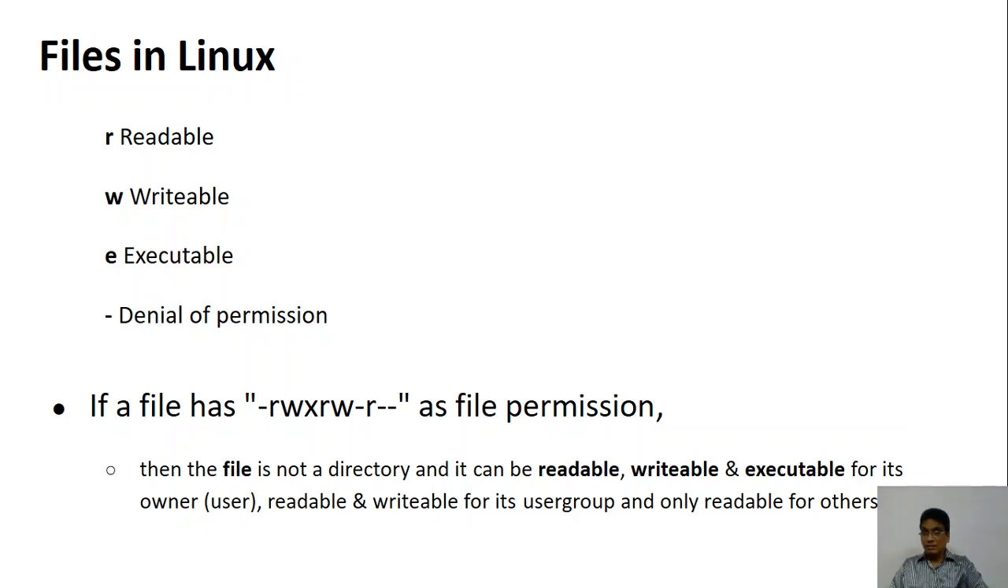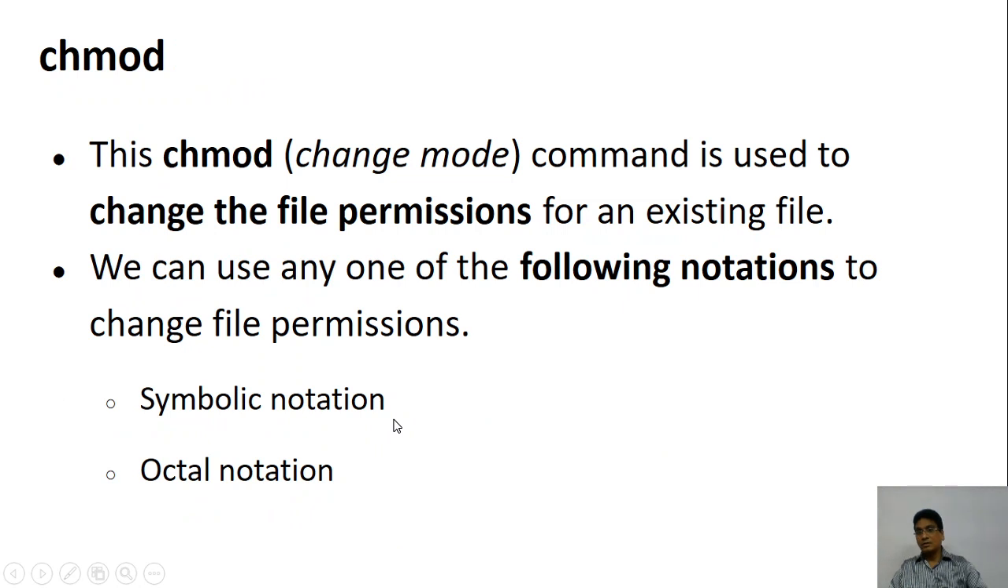So for example, a dash at the start indicates it is an ordinary file, with read, write, execute for the user, read, write permission for the group, and read permission for the others. So the other two permissions are not given there. Okay, you can change the permission.